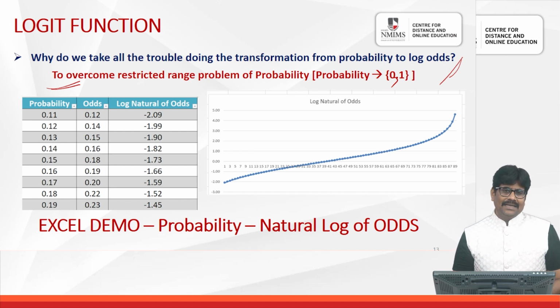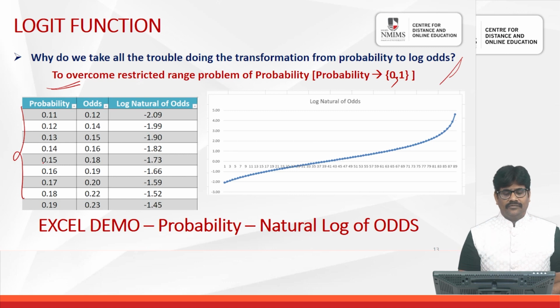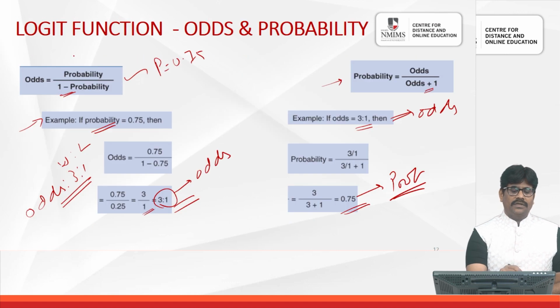If you take an Excel and put in some probability values, let us say in ascending order, starting from, let us say, 0.01, and then increase incrementally in steps of 0.01 until you reach, let us say, 0.99, and then convert that into odds. The probability value is given. What is the odds? Odds is equal to probability divided by 1 minus probability, right.